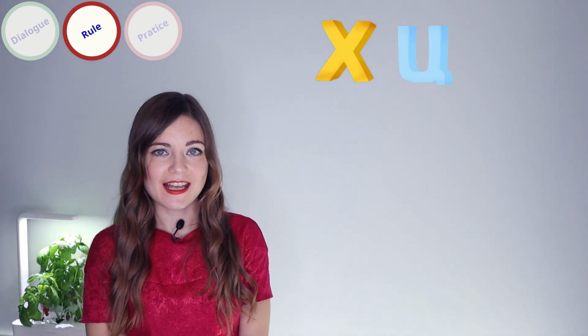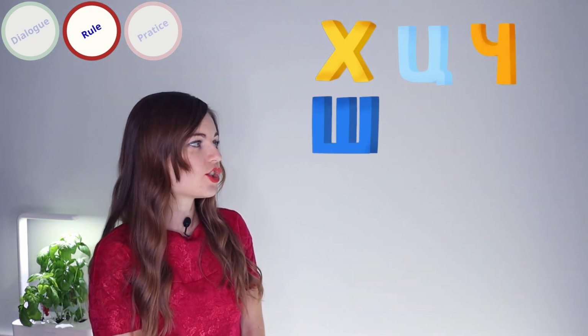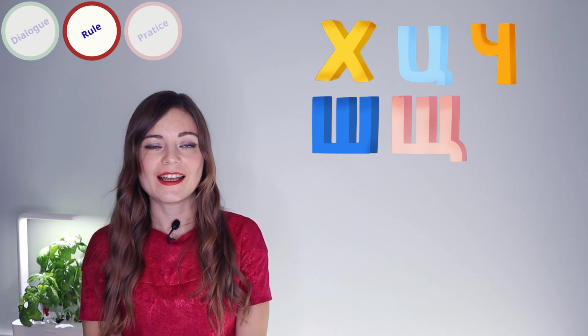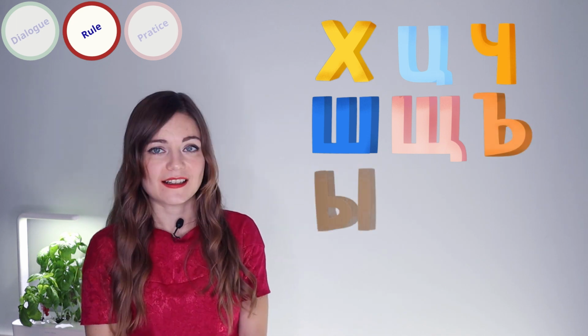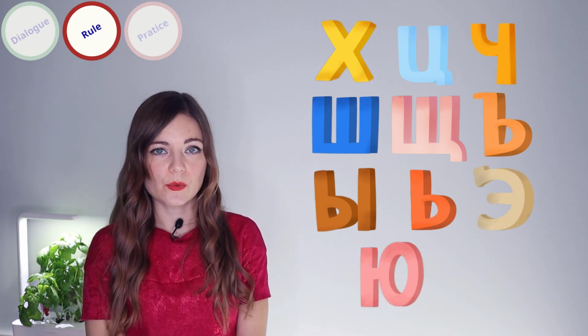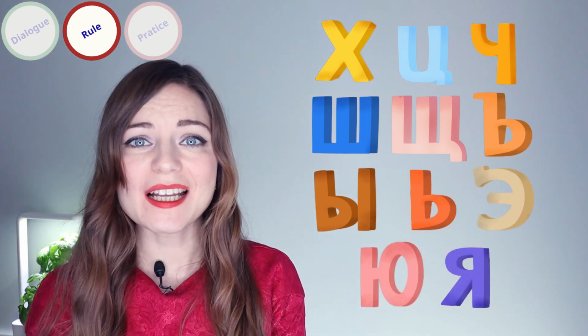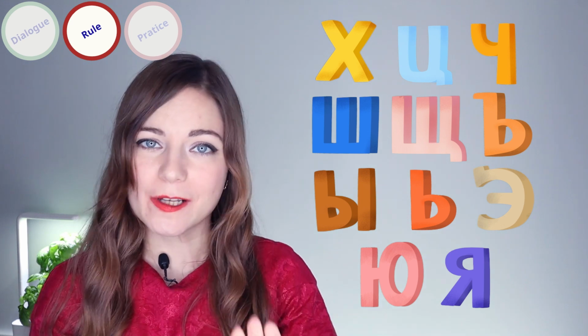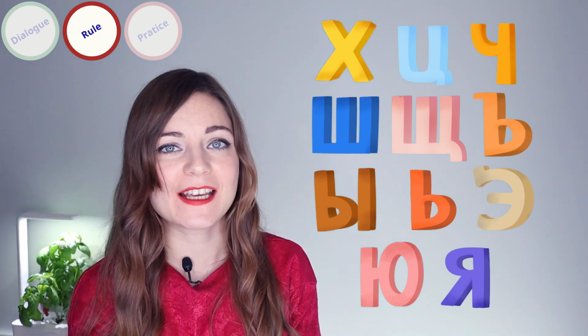And now, let's see the rule, правила. Let's see our last 11 letters. Remember, first I'm going to give you the names of the letters, and then we will speak about the sounds they give. Х, Ц, Ч, Ш, ща. Твердый знак, мягкий знак, ю, я.